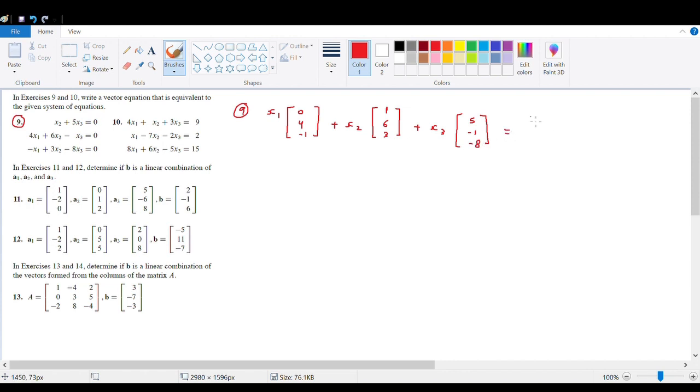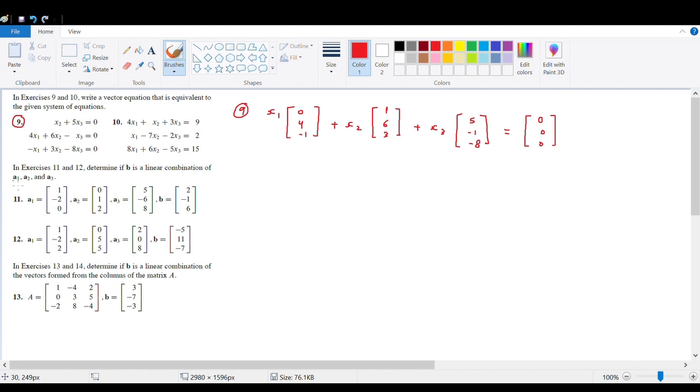This is equal to the vector b, which is 0, 0, 0. So this is a vector equation of the system in exercise number 9. So now let us see number 11. In exercises 11 and 12, determine if b is a linear combination of a1, a2 and a3.